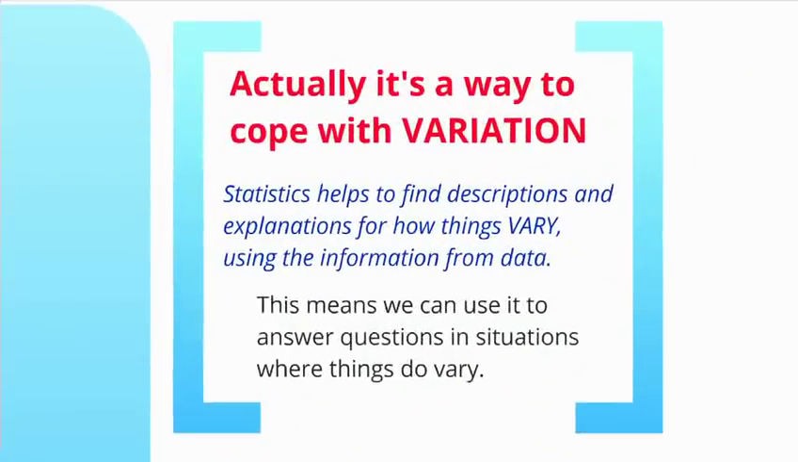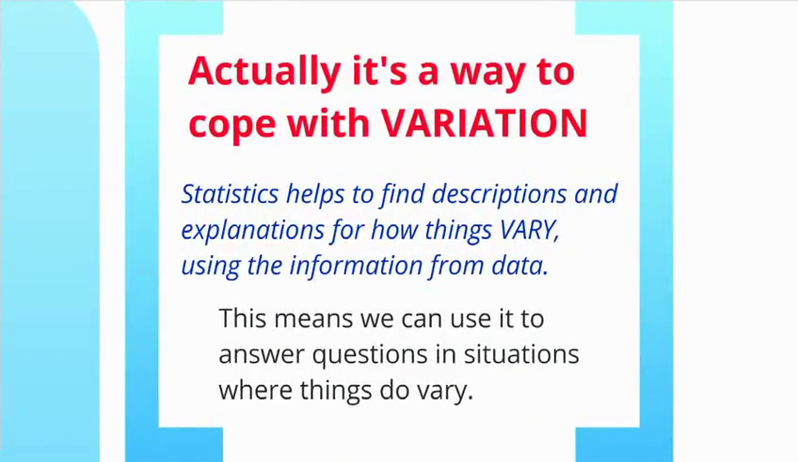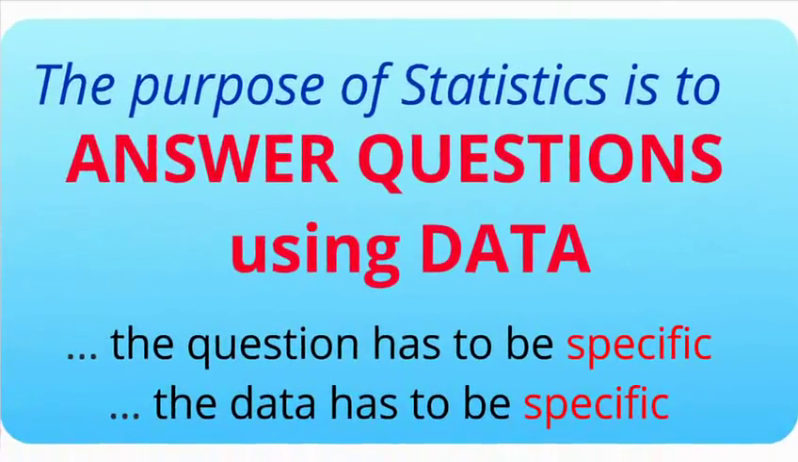Before I move on, I should say, actually, if you talk to a statistician, people who run the theory of statistics, statistics is a way of coping with variation. It helps to find descriptions and explanations for how things vary using the information from the data. But what that means is that we can use it to answer questions in situations where things do vary, such as any research on people, because people vary. So if everybody was always the same, we wouldn't need statistics. But we do, because things vary. So I just need to say that to keep my statistician friends happy if they watch this, and so they don't slap me and say, David, you're telling them wrong things. I've now said the right thing at least once. Okay, let's move on.